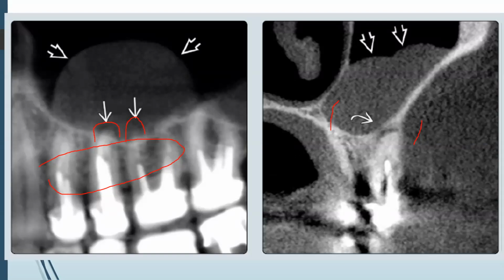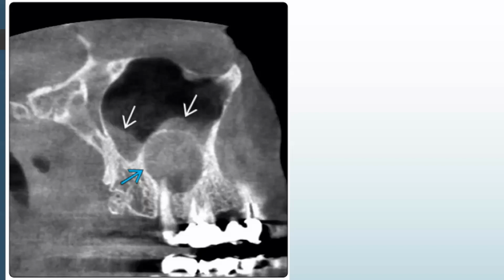Okay, and then you can see that there is a mucosal thickening of the maxillary sinus. In such cases, you require imaging because you want to know whether the lesion is from the maxillary sinus or whether an odontogenic infection has spread into the maxillary sinus.